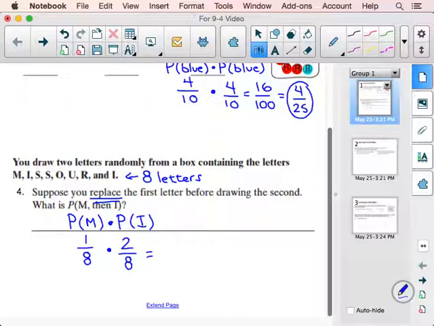Then you're going to multiply those. 1 times 2 straight across would be 2. 8 times 8 is 64. And if you simplify that, you can divide by 2 over 2, and you'll get a final answer of 1 out of 32.